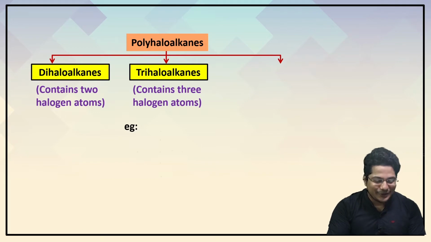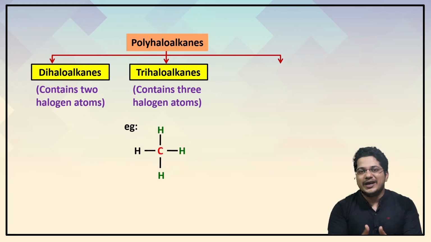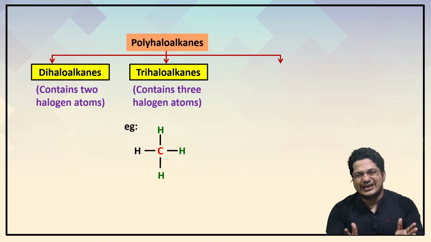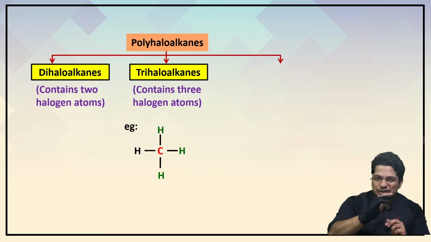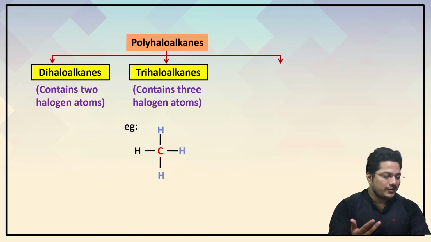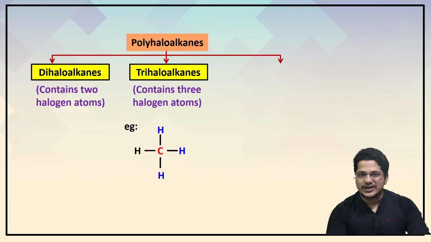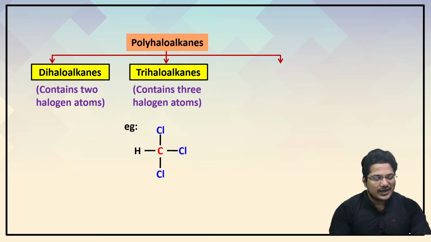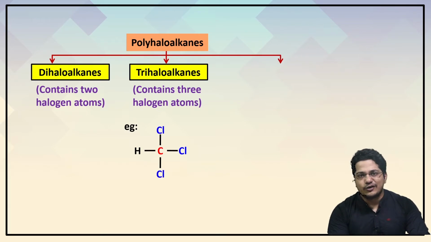So let's take an example over here. Let's suppose I have a carbon attached to 4 hydrogens, methane. मैंने क्या किया, इन 4 हाइड्रोजन में से 3 हाइड्रोजन मैंने रिप्लेस कर दिए. Again, with what? With halogen atoms. So 3 hydrogens I have removed. Instead of that, I added a halogen atom, let's say chlorine.